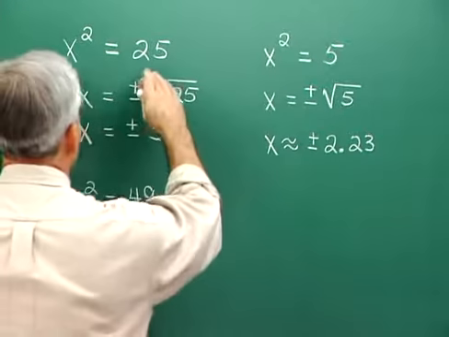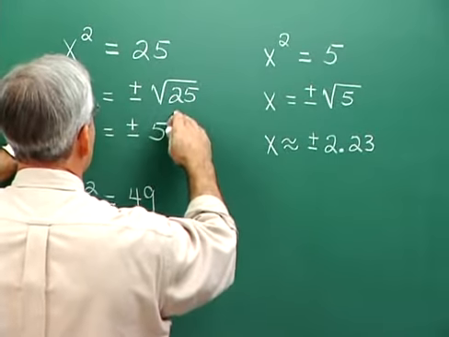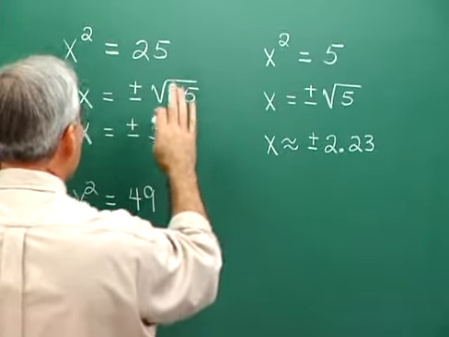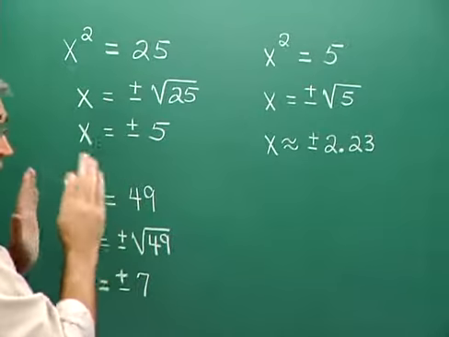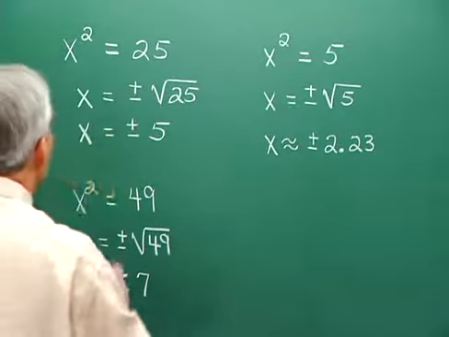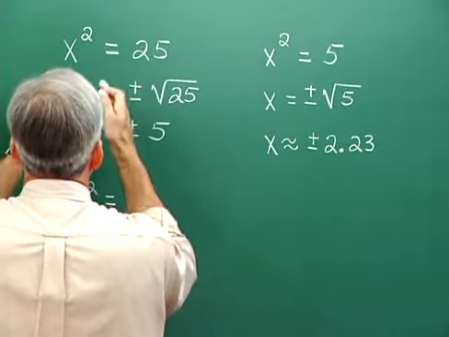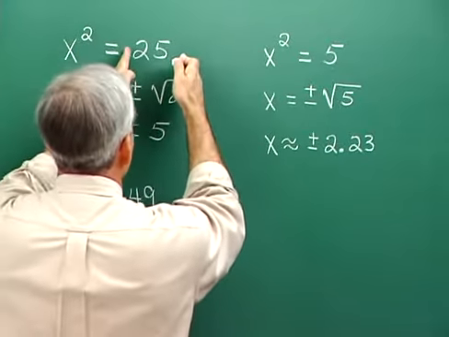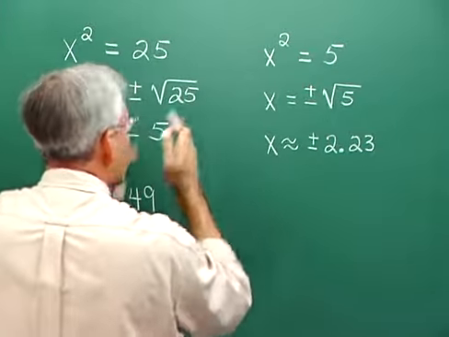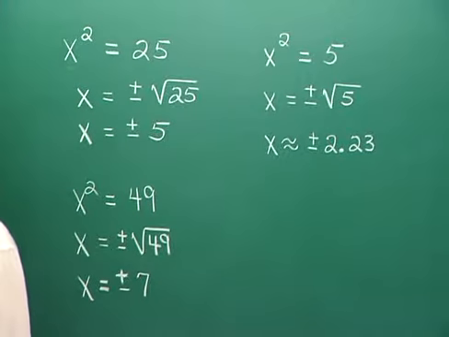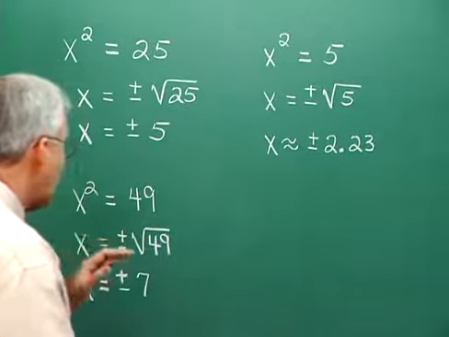Now this algebraic process, going from this step to this step, you might say that what we're doing is taking the square root on both sides. The square root of x squared is x, and we want both the positive and negative square root on the right side. So that's the idea. Okay, and for x squared is 49, same idea.